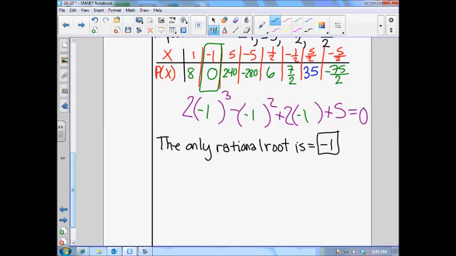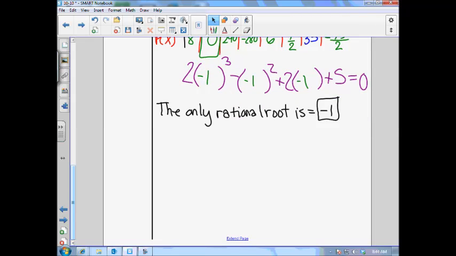Okay, let's try another one. See, this is why I'm only giving you 3 problems for homework. On the second one, after we find one root, I'm going to show you a shortcut when there is more than one root available.